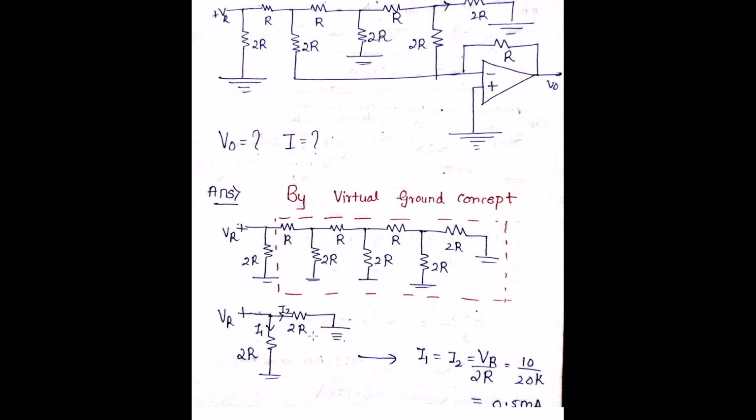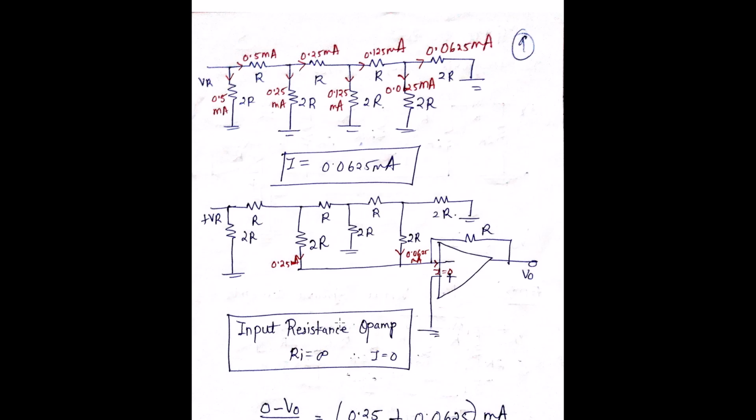Fine. Now the VR is given as 10 volts and the R is given as 10 kilo ohm. Therefore the I1 is given as VR by 2R, that is 10 by 20k, which is 0.5 milliampere. So the current over here is 0.5 milliampere, VR by 2R. Since 2R and 2R are equivalent resistance circuits, the current will get equally divided. So here you have 0.5 milliampere and here also you have 0.5 milliampere.